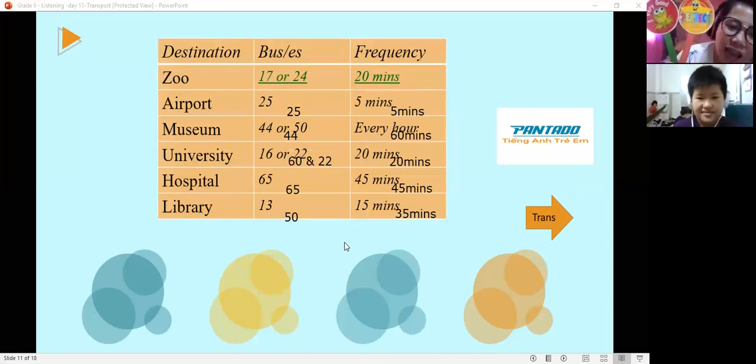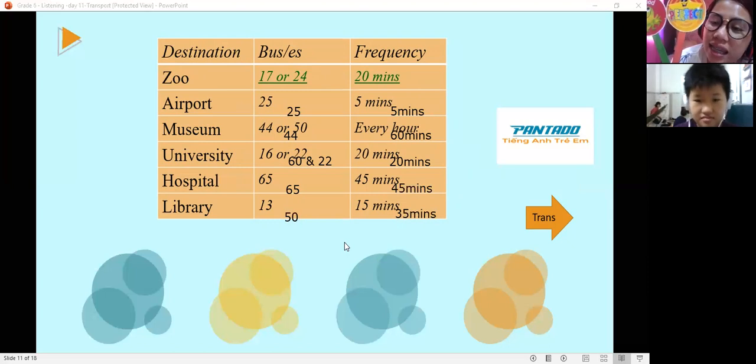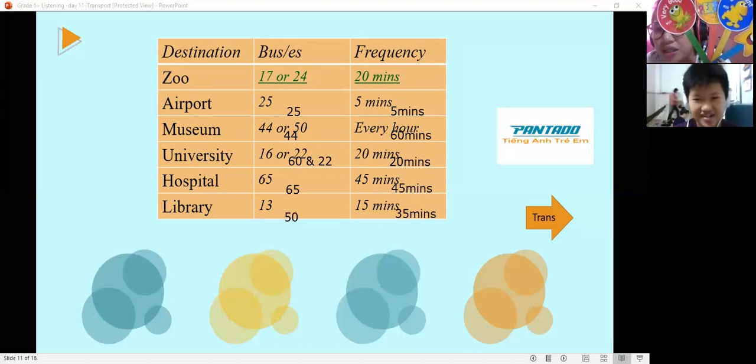Okay, very good, Dan. And number three, university is 16, not 60. 16 or 22. And the frequency is 20 minutes. Okay, very good again on the frequency. But it is not 16, it's 60, okay? Yeah. Number four, hospital is 65 buses and 45 minutes. Very good, Dan. And the library is 13 buses and 15 minutes. Okay?